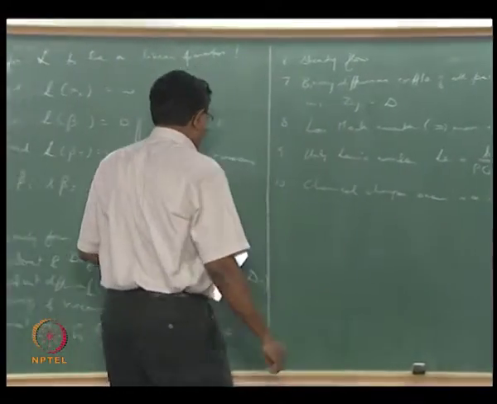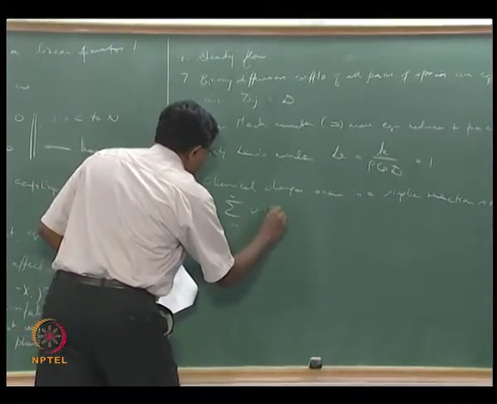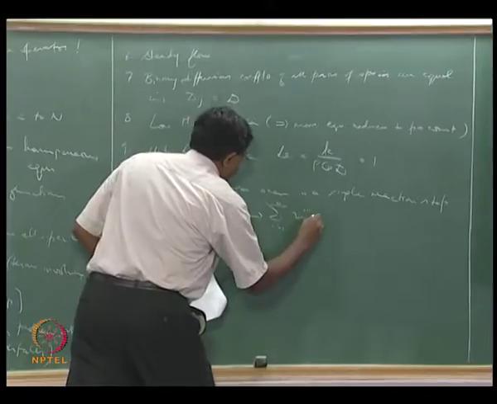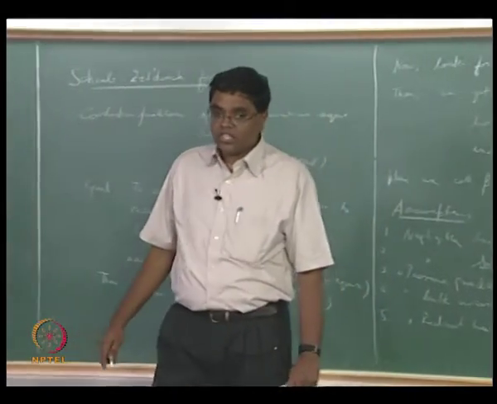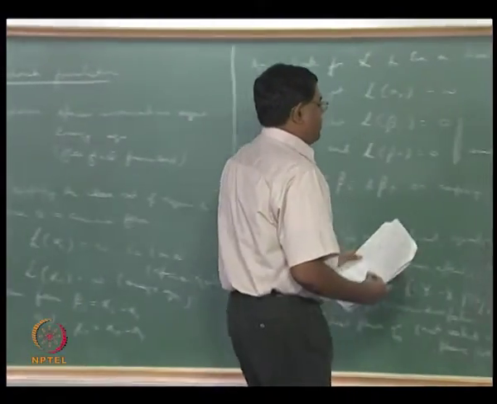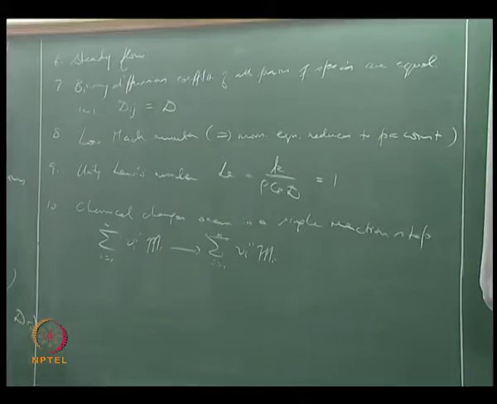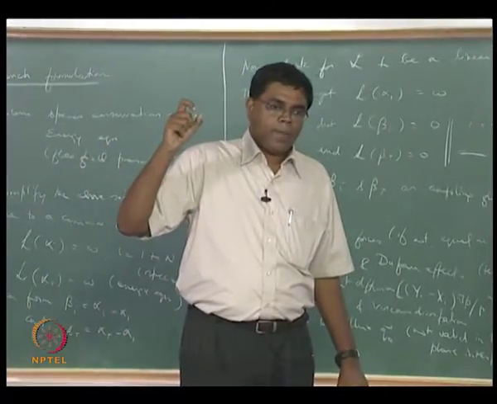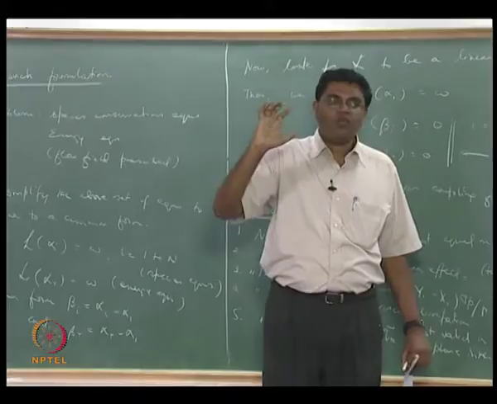Single reaction step, sigma i equals 1 to n, nu_i single prime script M_i gives rise to sigma i equals 1 to n, nu_i double prime script M_i. Just one step. We do not entertain multi-step chemical kinetics, okay. That helps us in trying to split the enthalpy into the formation enthalpy and the sensible enthalpy and deal with the formation enthalpy term.